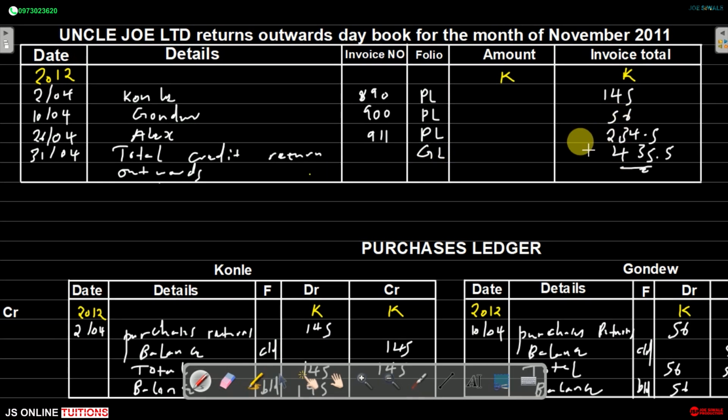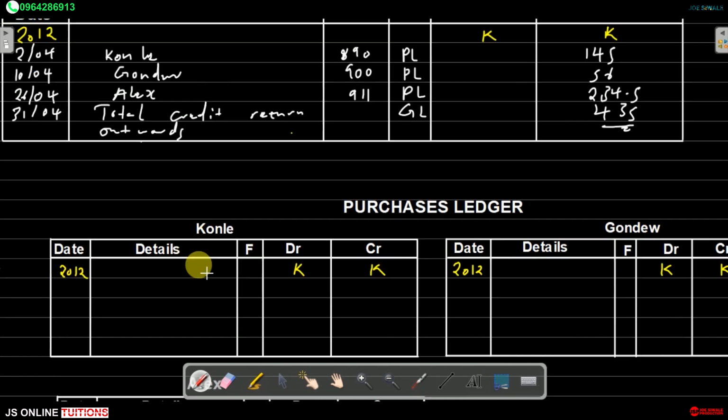So there, to find the total credit returns outwards, we're going to say 145 plus 56 plus 234.5. Our answer is going to be 435.5. Let us now show the personal accounts in the purchases ledger. So we know that the personal accounts of suppliers in the purchases ledger are debited with the amount of returns outwards. The total credit returns outwards is credited to the returns outwards account in the general ledger, thus completing the double entry. So let us do that.